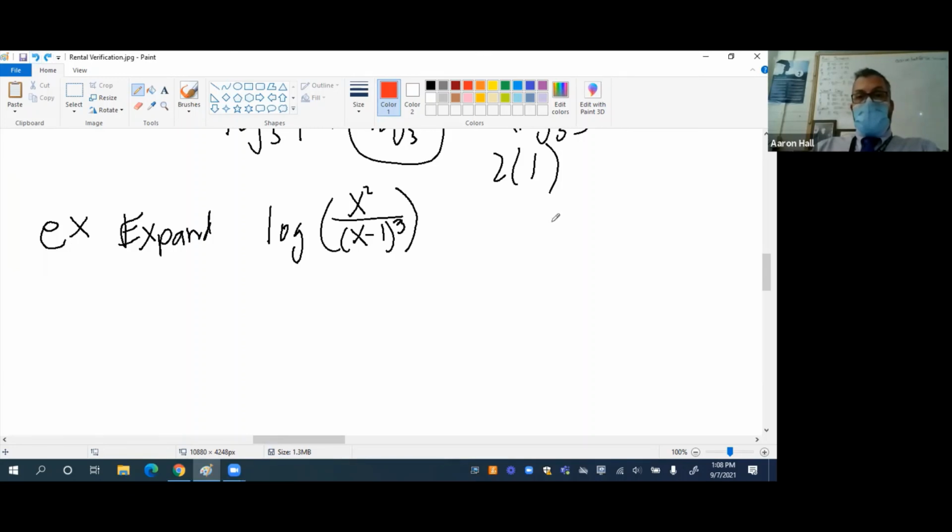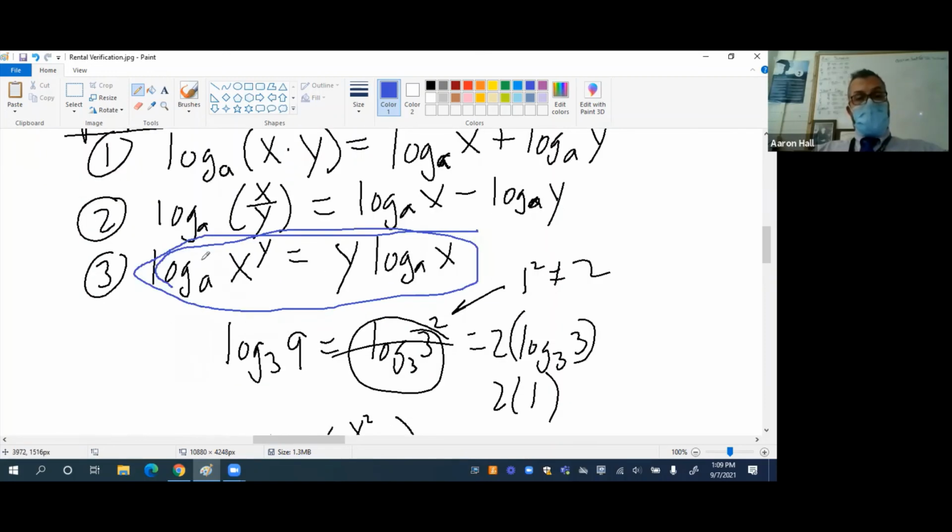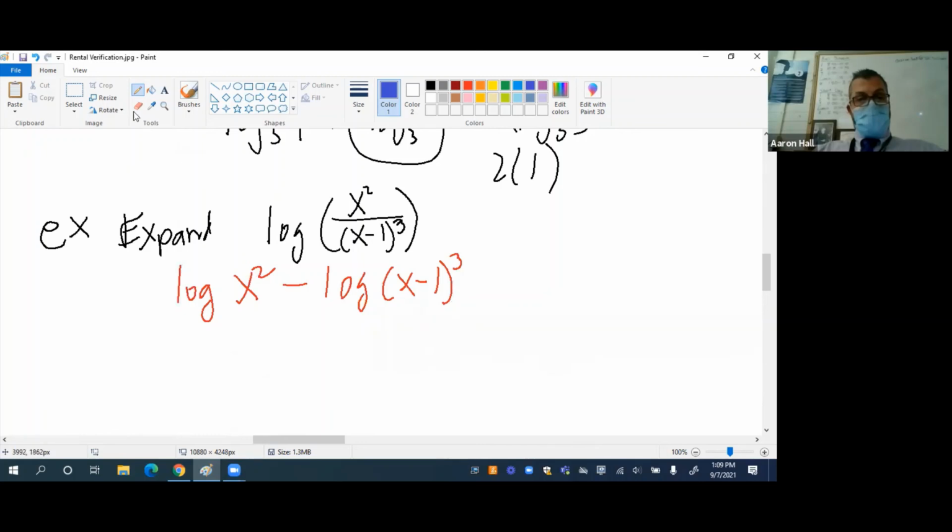What about you, Bentley? You could expand it to log of x squared minus log of x minus 1 to the 3rd. Nice. Cool. Nate, what can I do now? Can I expand it anymore? What about using this law right here, Nate? Can you see how I can use this somehow with this?